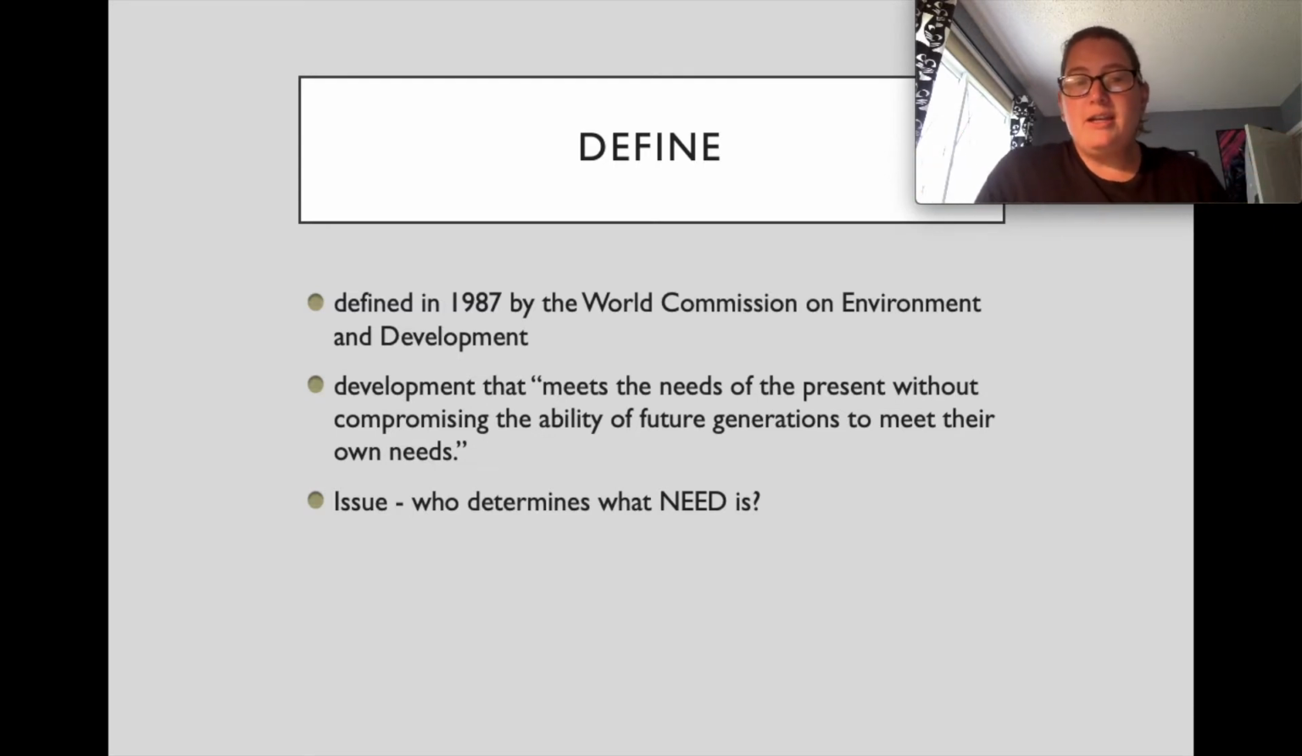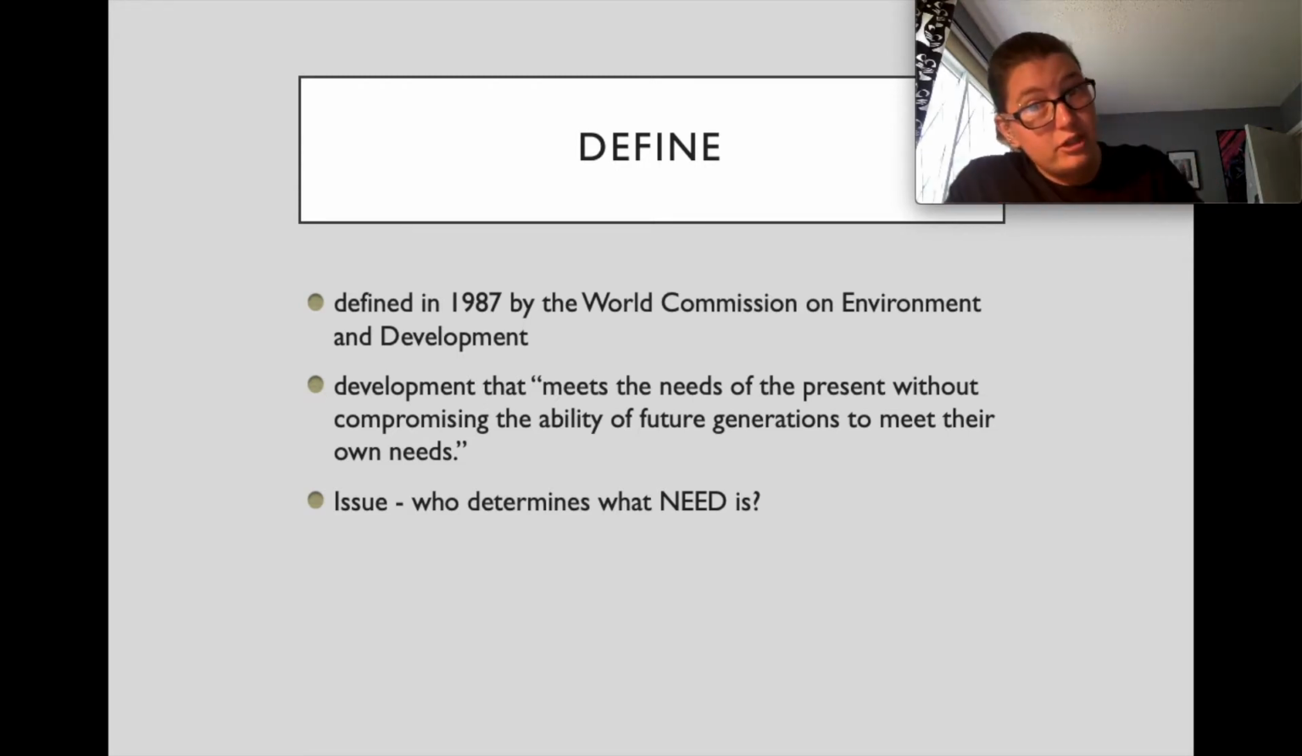It was defined in 1987 by the World Commission on Environment and Development. The official definition of sustainability is to meet the needs of the present without compromising the ability of future generations to meet their own needs. So that is the official definition.